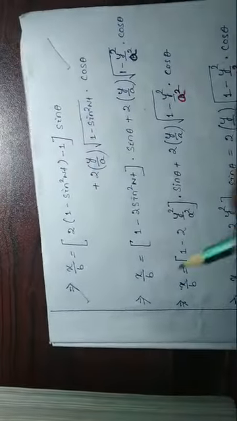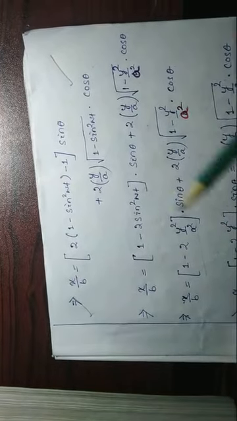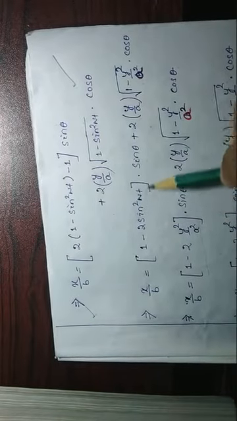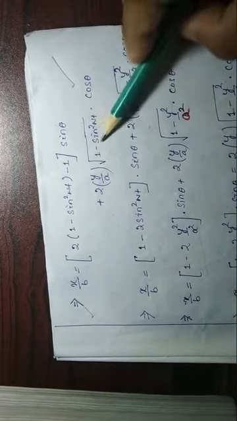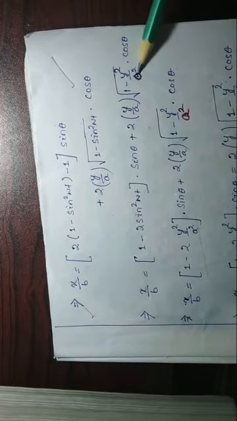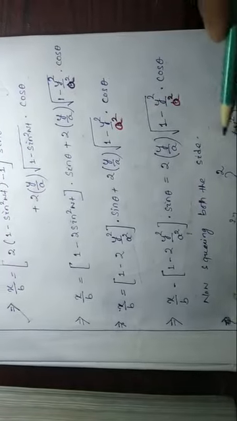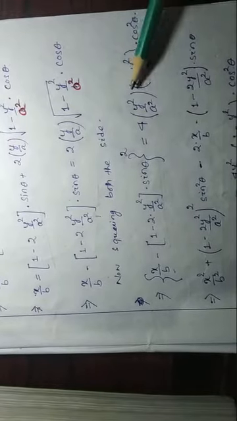So x by b is equal to 1 minus 2 sin square omega t into sin theta, plus 2 into y by a, square root of 1 minus sin square omega t, where sin omega t is y by a, so y square by a square, into cos theta. So you can check each and every step, it is not difficult.